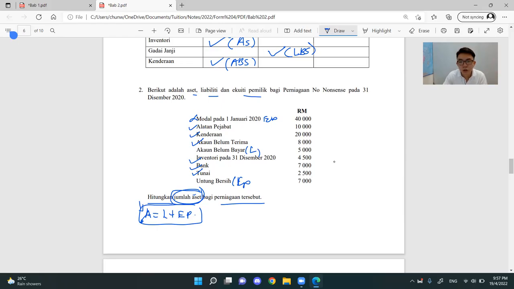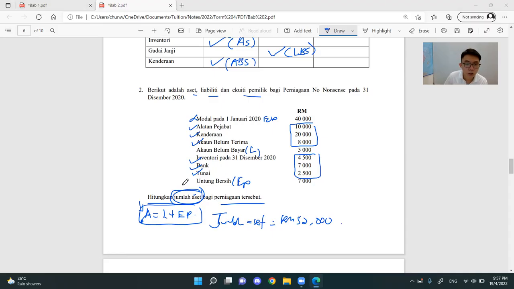So from here, you just add up the figures. You take 10,000 plus 20,000 plus 8,000, and then you plus the 4,500, 7,000, and 2,500. That is your jumlah asset. So jumlah asset equals to 52,000. All right. Do you get it? If yes, give me 52,000 in the chat box. So now do you know how to find this jumlah asset? It's just as simple as that.